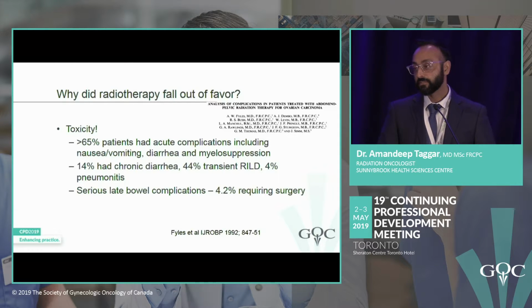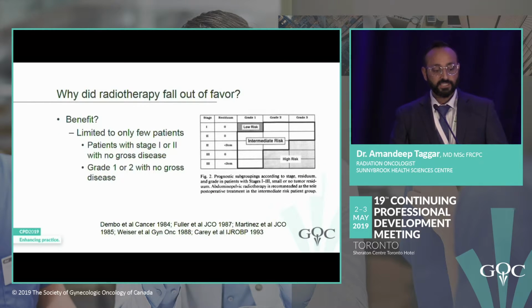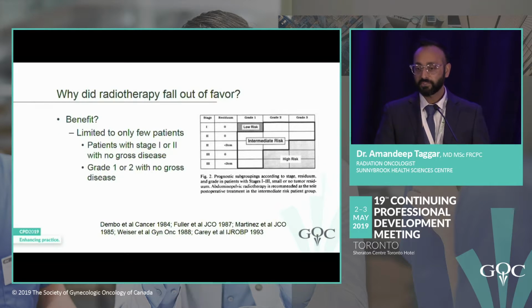14 to 15% of these patients had chronic diarrhea or chronic GI problems, and serious late bowel complications requiring surgery were about 5%. So that's one reason. So how about the benefit? We talked about there's some benefit, but it's really in very limited patients, as I talked, in low risk, earlier stage 1 or 2 patients, or patients with minimal or no gross disease. Those are the patients that really benefit from the radiotherapy.